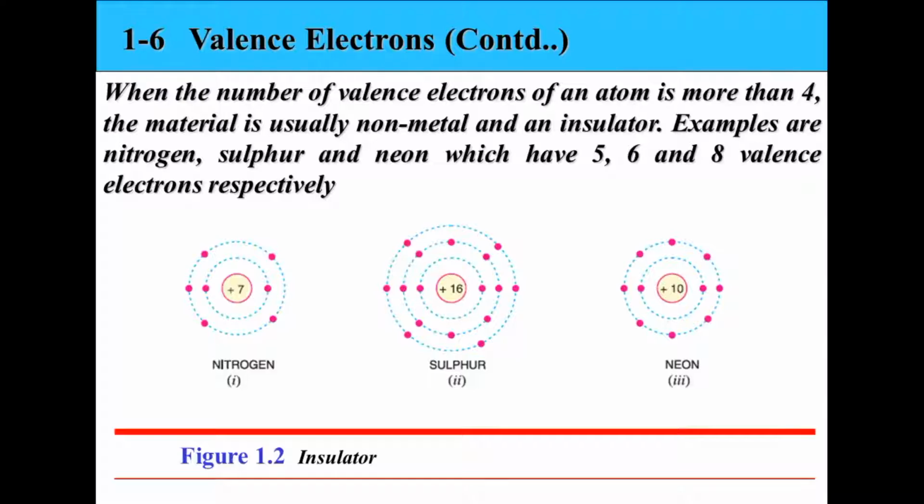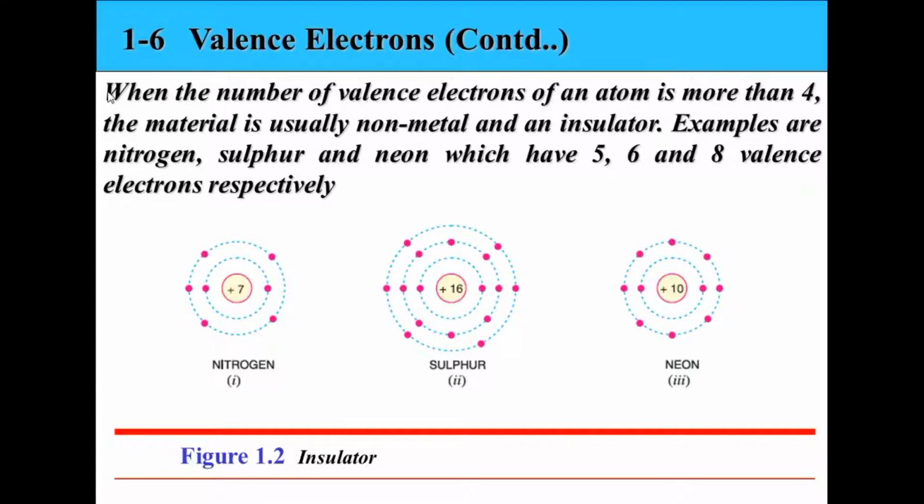Now let's look at the second rule. When the number of valence electrons of an atom is more than 4, the material is usually a non-metal or an insulator. When it is more than 4, it is usually a non-metal or an insulator.